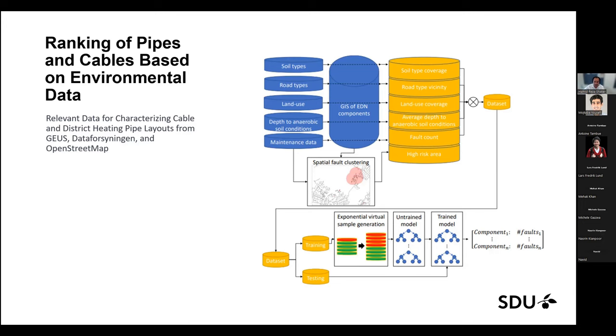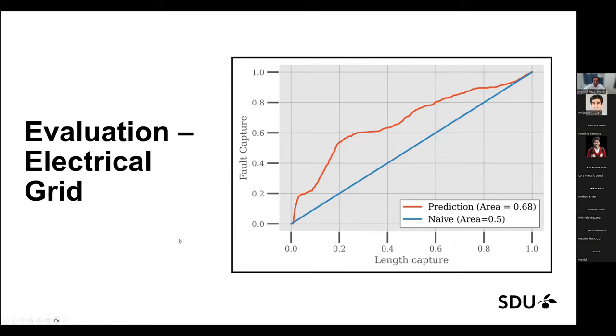So let's have a look. We have this fault capture, length capture curve, a standard way of evaluating our result here. The higher the curve, the better. For the electrical distribution system, we didn't have the age of the cable to compare with, and that's an issue here. We had a lot of small DSOs that merged, and throughout this transformation, a lot of maintenance records are gone, the age information of assets. And it's quite common. Some of it has to be recovered from handwritten material.